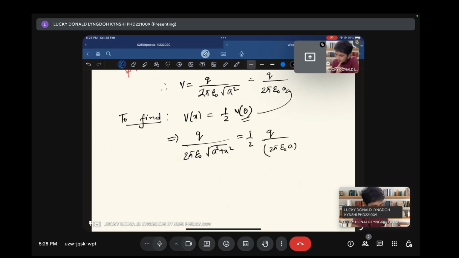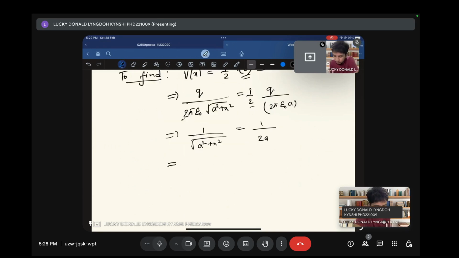Now you can cancel q on the left hand side and the right hand side, the 2 also, and pi epsilon also. The only remaining term is 1 divided by root over a square plus x square equal to 1 divided by 2a. This is the remaining term. Then you can write root over a square plus x square is equal to 2a.